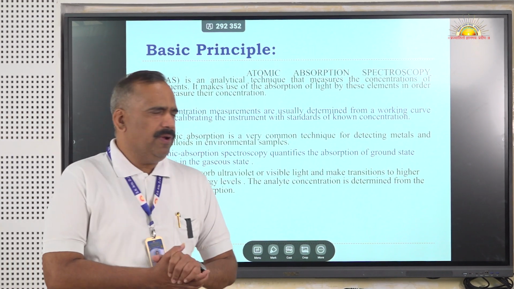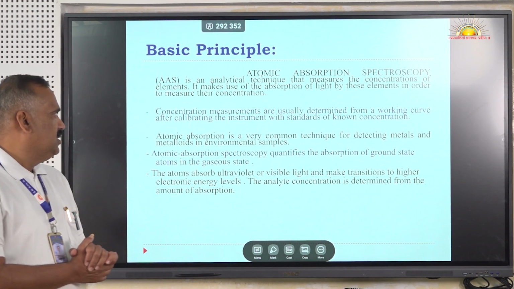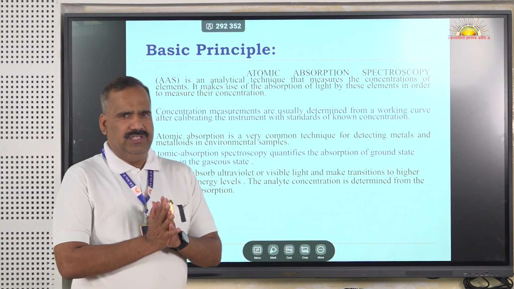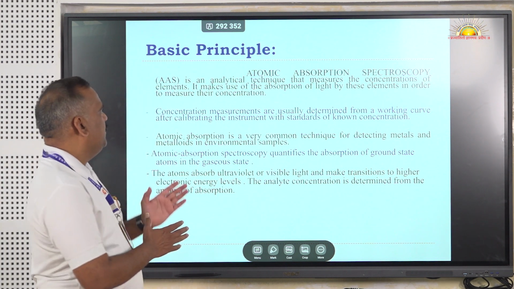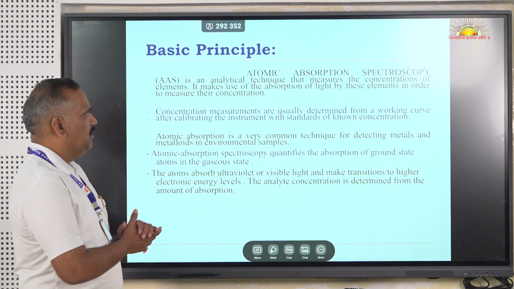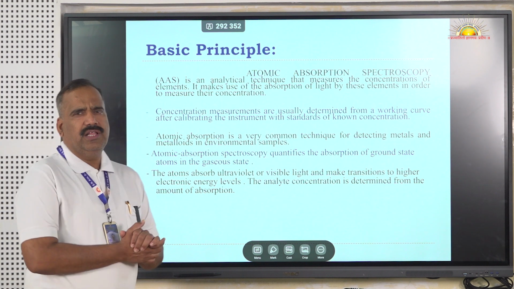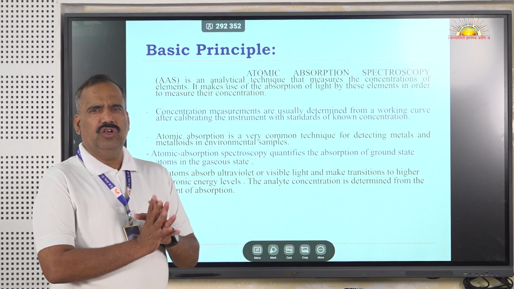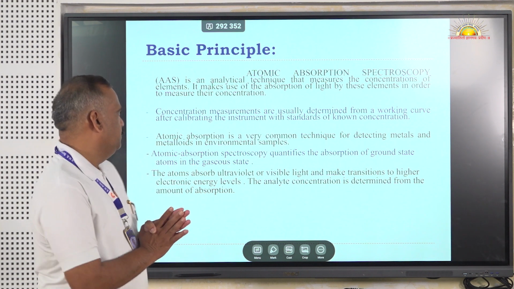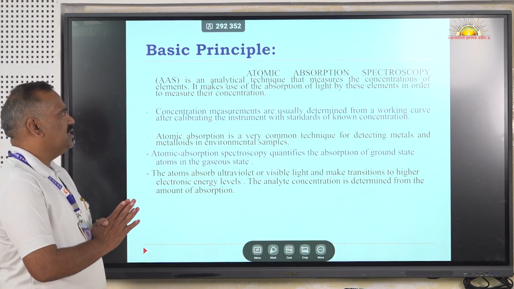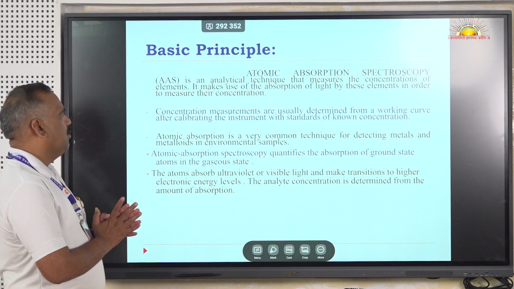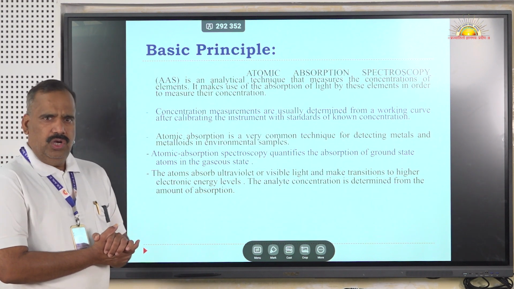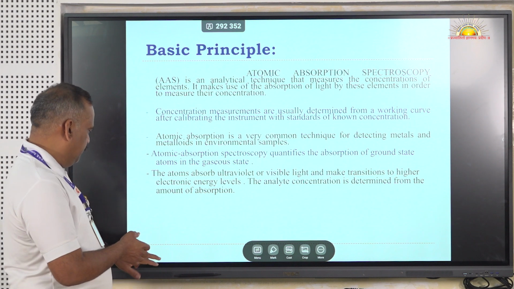The basic principle of atomic absorption spectroscopy is that it measures the concentrations of elements. It makes use of the absorption of light by these elements in order to measure their concentration. That means we are able to calculate the concentration of an unknown with the help of a known. The concentration measurements are usually determined from the working curve after calibrating the instrument with standards of known concentrations.